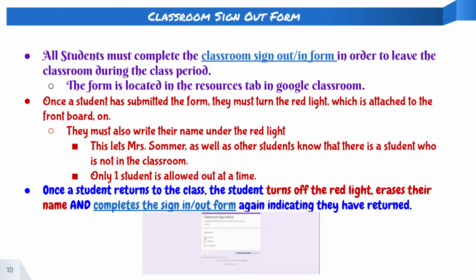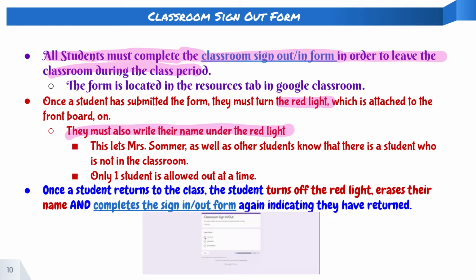Classroom sign-out form. All students must complete the classroom sign-in, sign-out form in order to leave the classroom during the class period. This form is located in the student's Google Classroom resource tab. Once a student has submitted the form, they must turn the red light on at the front of the board, and then write their name underneath the red light.